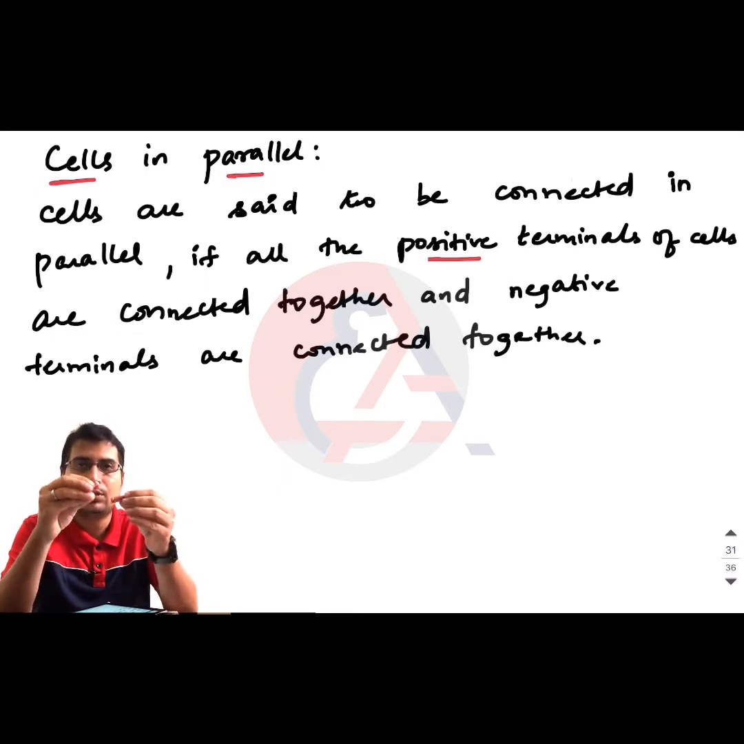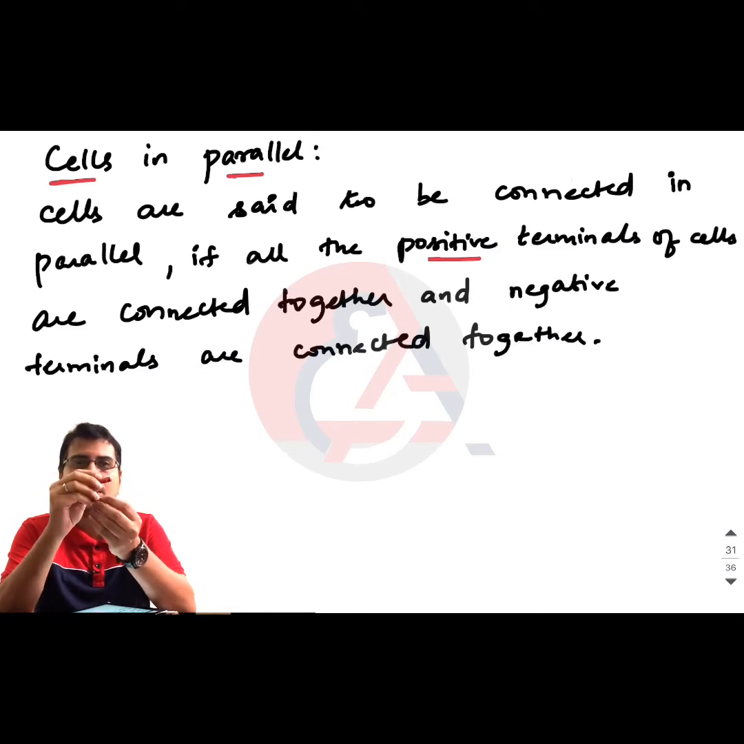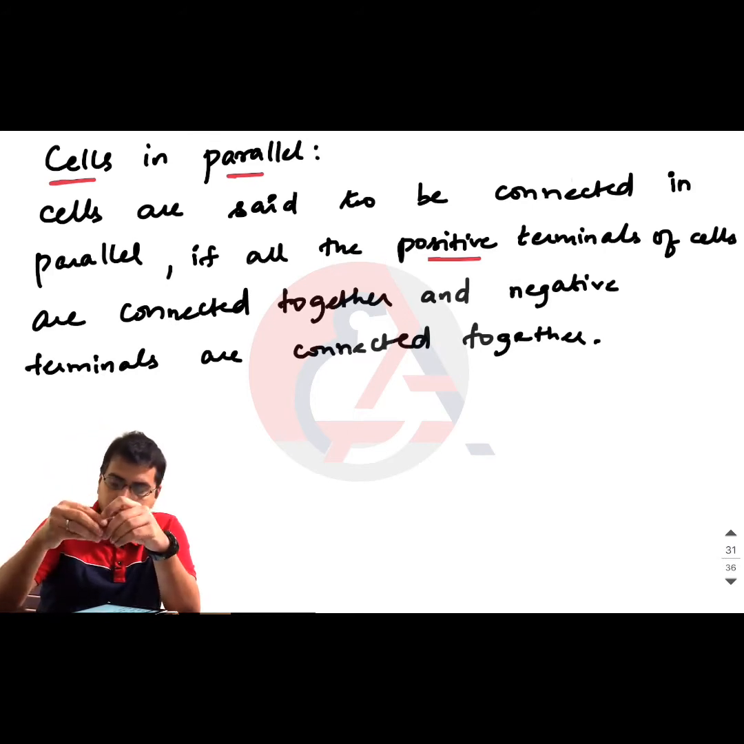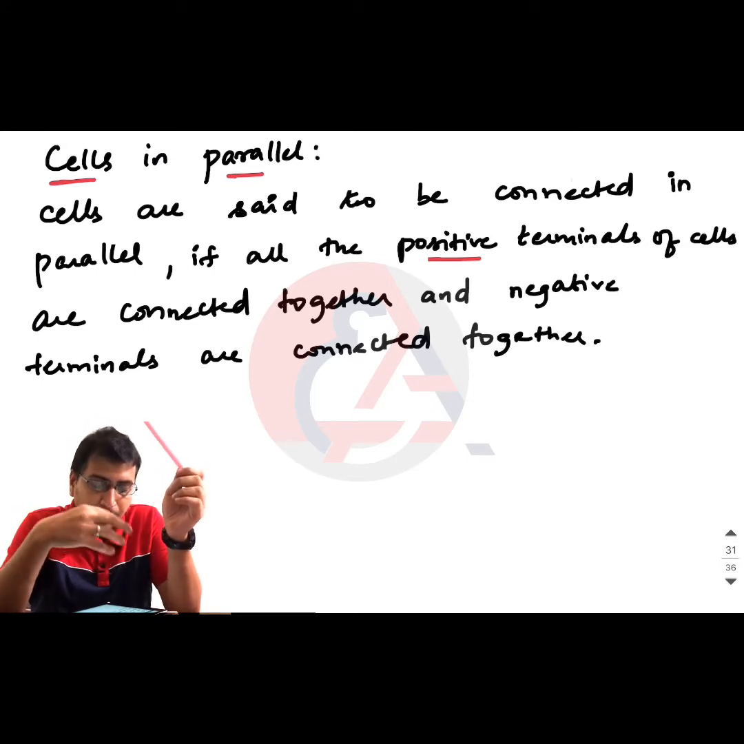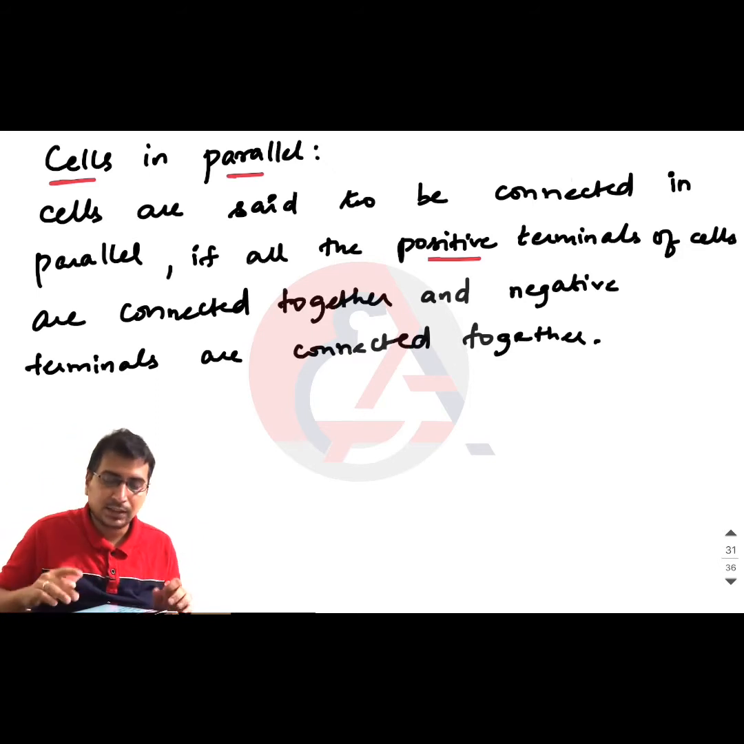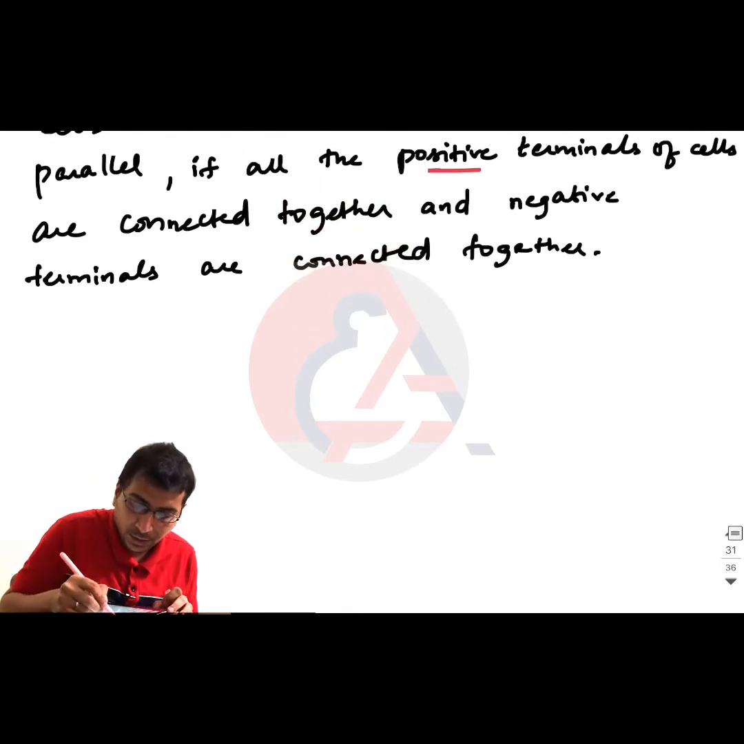Suppose we have two cells in our hand, each with a positive and a negative terminal. If I keep them like this, the positive terminal of the first cell and the positive terminal of the second cell are connected together, and similarly the negative terminal of the first cell and the negative terminal of the second cell are also connected together, then these two cells are said to be connected in parallel. In this topic we are going to derive the equivalent EMF and equivalent resistance for the cells connected in parallel. Let's see how to do it.